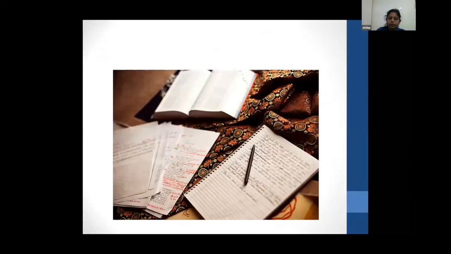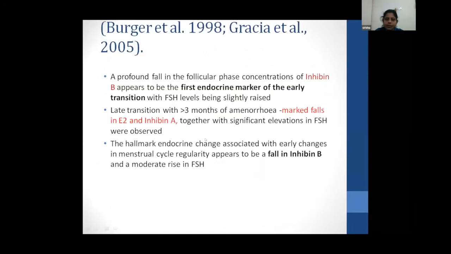So what do the studies say? These studies started from 1990 for the prediction and prevention of most menopausal characteristics, and around 1998 and 2005, inhibin B was found to be the first endocrine marker of the early transition, when FSH levels were only slightly raised. So the fall in inhibin B was the first marker. Then in late transition, that is within 3 months of amenorrhea, falls in estrogen and inhibin A, with significant elevations in FSH, were observed. So the hallmark endocrine change associated with early changes in menstrual cycle irregularity appears to be a fall in inhibin B and a moderate rise in FSH.